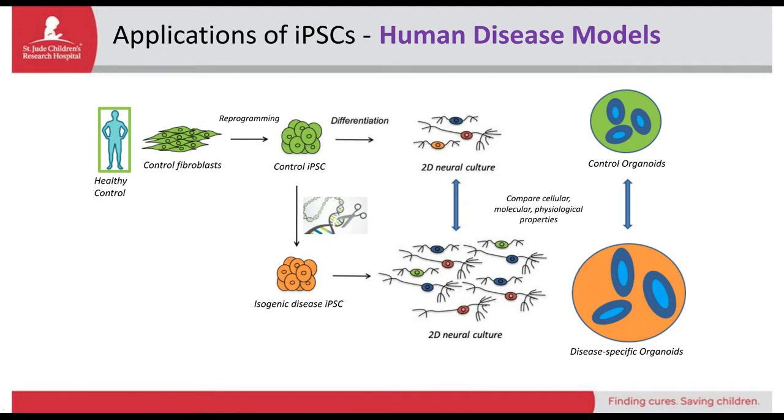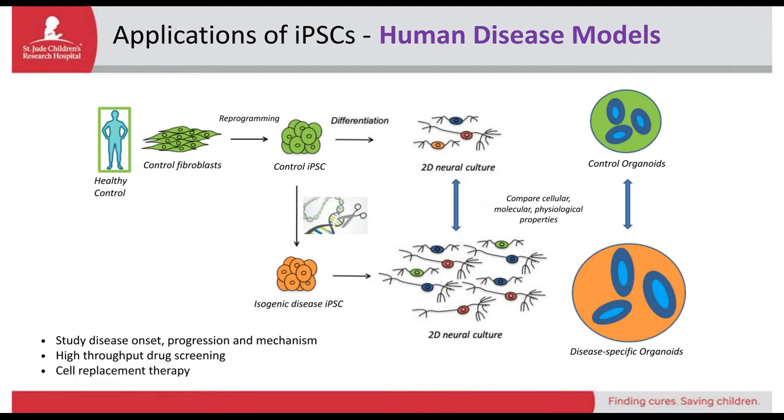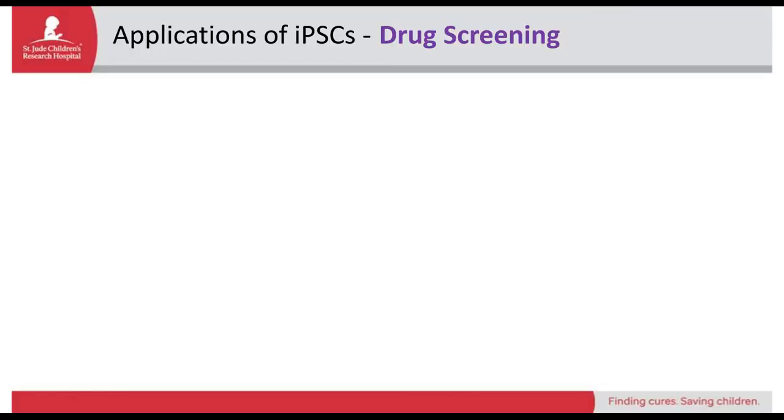So with this model, one can study, as you can imagine, disease onset and progression mechanism. The models can also be used for high-throughput drug screening, and eventually iPS-derived cells and tissues could be used in cell replacement therapy. Now, later on in the talk, I'll give you a couple of examples of how we in the department have used organoids derived from iPSCs for disease modeling. But right now, I'll illustrate how iPSC-derived neurons are currently being used for drug screening and cell therapy, just to give a couple of examples of how this can be done.